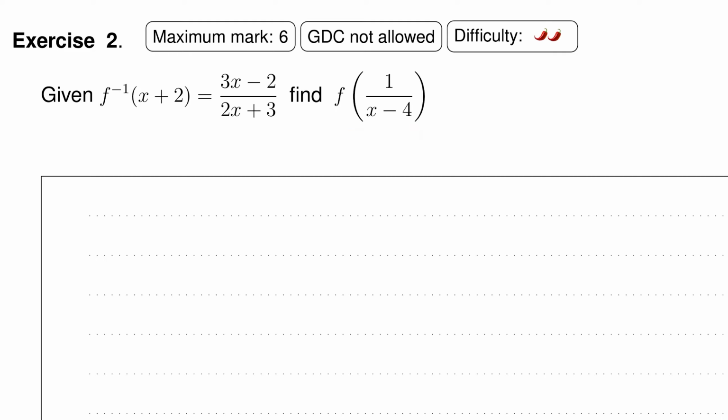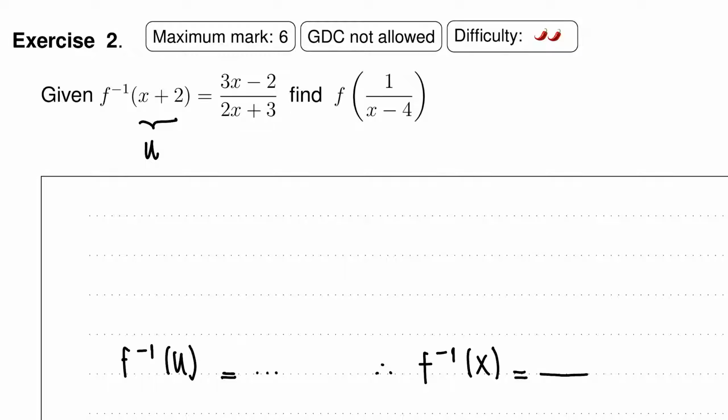The problem is we don't have f of x. We don't have f negative 1 of x. We don't have the inverse of f of x. We have the inverse of f of x plus 2. We need to deal with that first. And how do we do that? We can use a substitution. We can replace x plus 2 by u, because if we find the inverse of f of u, we're pretty much finding the inverse of f of x, because u or x, these are just names of variables. Whatever we get over here will be almost identical to f negative 1 of x. We just need to change the variable from u to x.